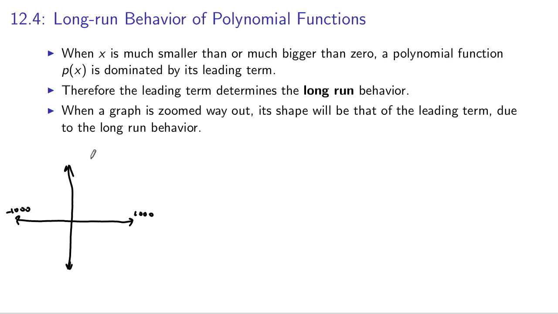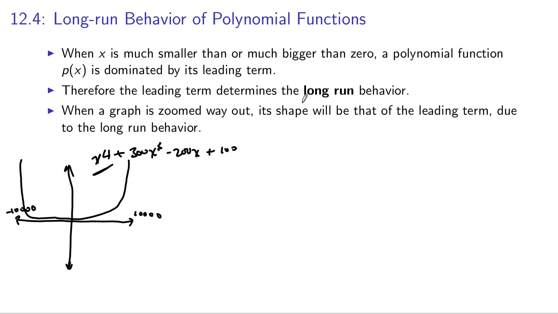If it's x to the fourth, we'll have the shape of x to the fourth, no matter what other stuff is in the polynomial. If it was 300x cubed minus 200x plus 100, the shape will be roughly x to the fourth. And the further away from 0 we make these numbers on the input side, the more and more it'll become shaped like the leading term.